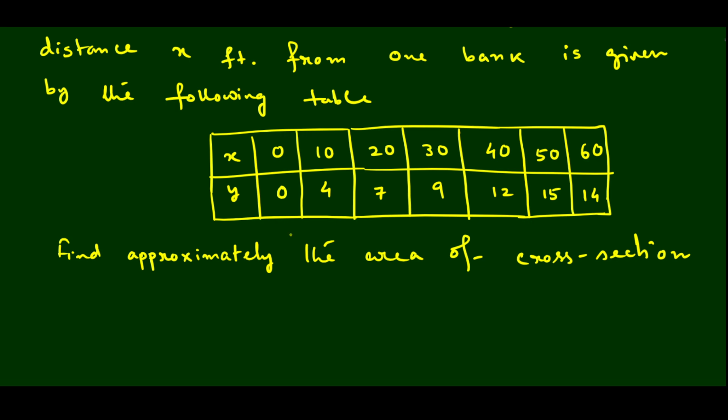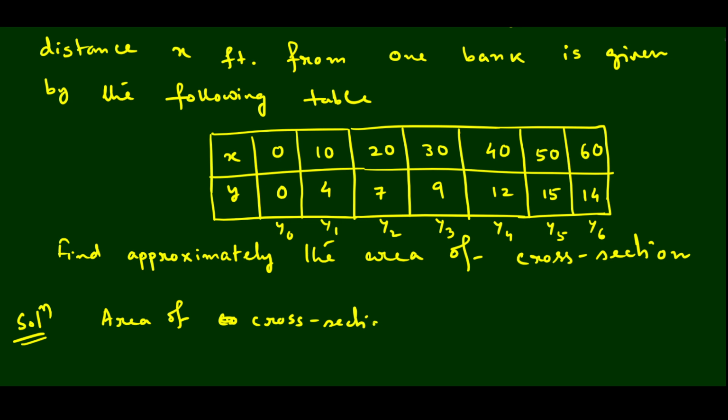So see, from the table, this is our y naught, y1, y2, y3, y4, y5, and y6. All the values are given in the question, so here the calculation will be a little bit less. So what to find? Area of cross section. We know that area means what? Integration a to b. Here it will be 0 to 60, y dx.